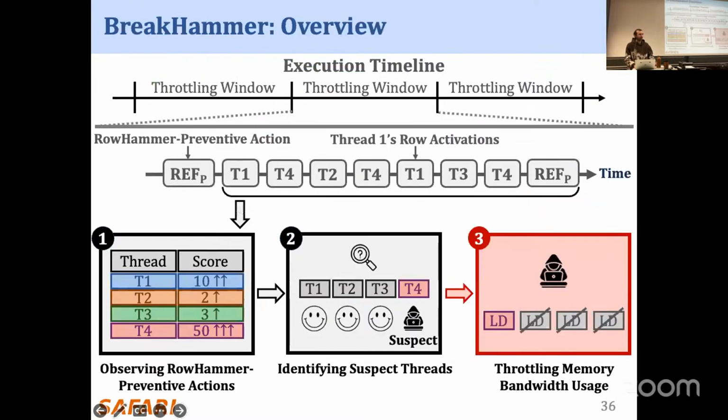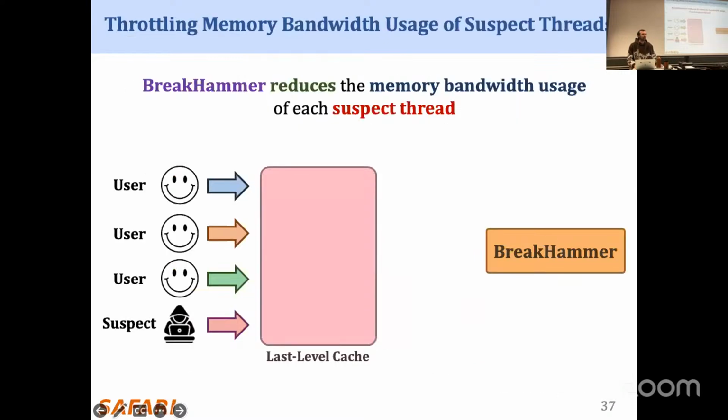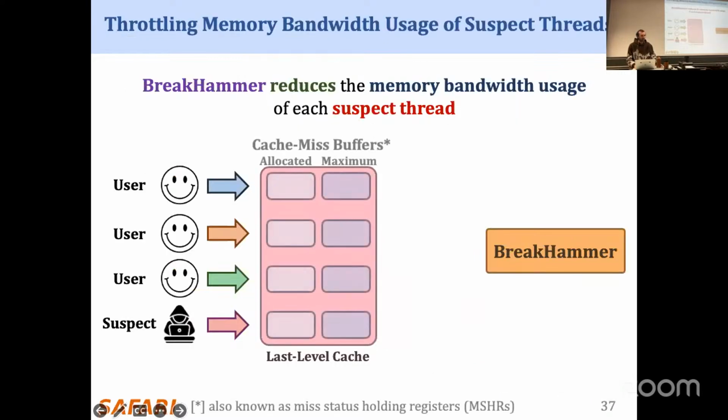The third step of BreakHammer is throttling memory bandwidth usage. BreakHammer reduces memory bandwidth usage of suspect threads, but by limiting the number of cache miss buffers the threads can allocate in the last level cache. Cache miss buffers are used to track requests that miss in the last level cache and are currently served by the main memory. When the system boots, none of the threads have any allocated cache miss buffers, and if they need to, they can allocate all of the cache miss buffers in the system.